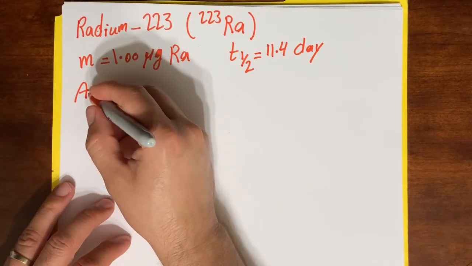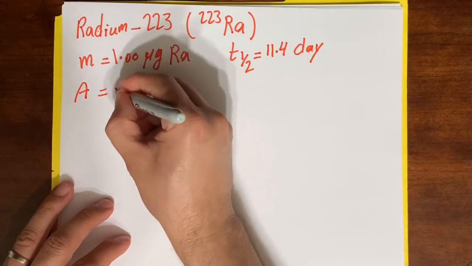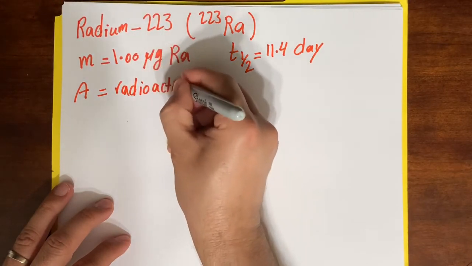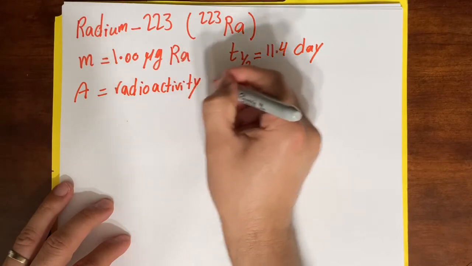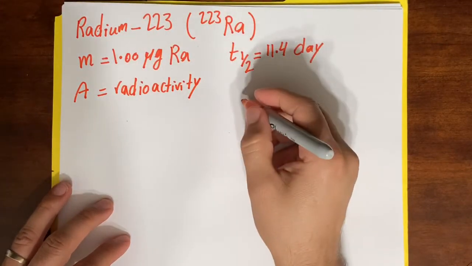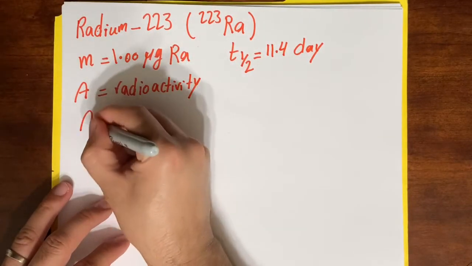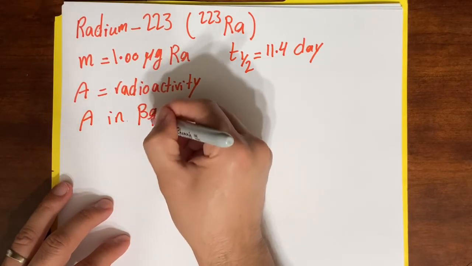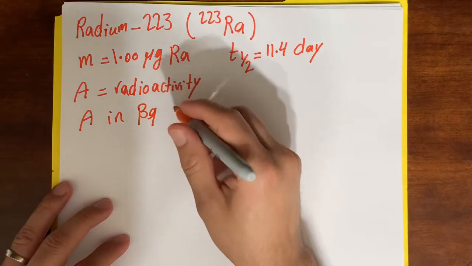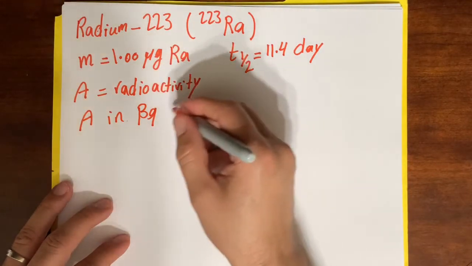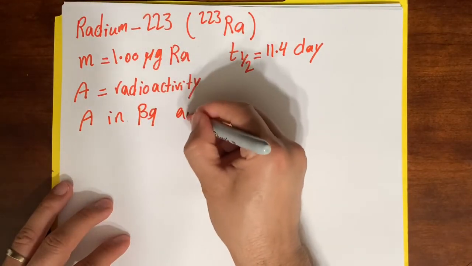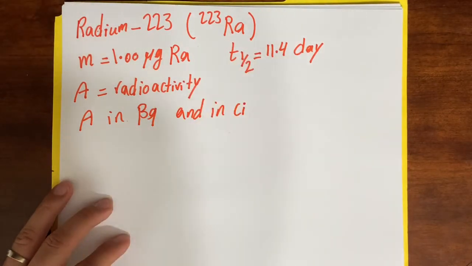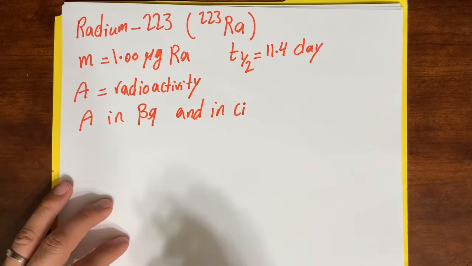Another question is: find A. What's the A? A is the radioactivity. Find A in becquerel units and also in curie units. We go with this.